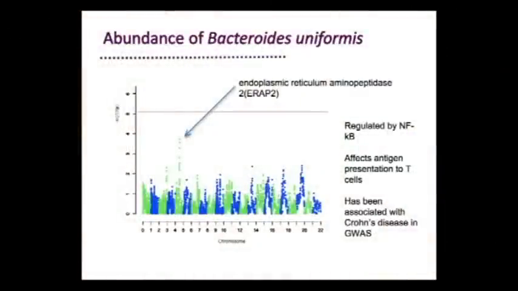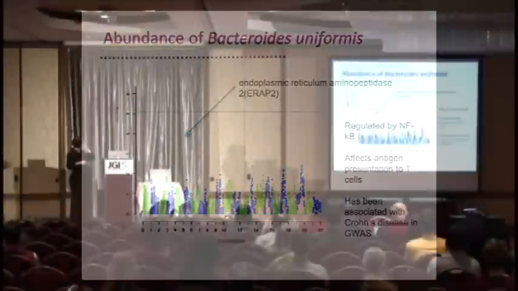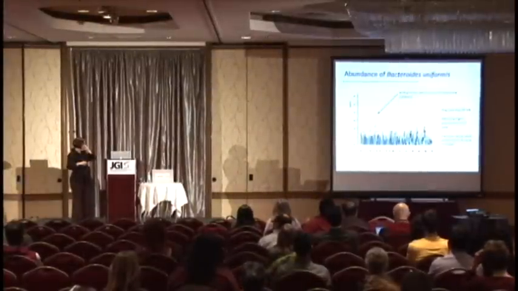We see some high p-values for this region here. This is a gene that's regulated by NF-kappa B. It alters antigen presentation to T cells, and this particular gene has showed up in GWAS for Crohn's disease.